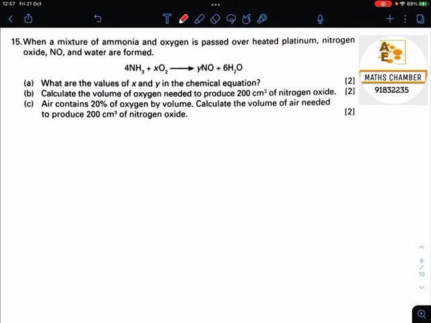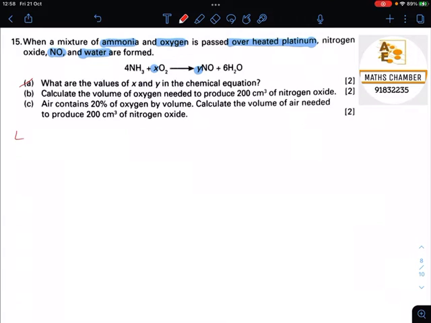Okay, good day guys, and let's do another question on the mole concept calculations. This question says a mixture of ammonia and oxygen is passed over heated platinum, and nitrogen oxide and water are formed. Fair enough. We are required to find the values of x and y. Let's do part A first.